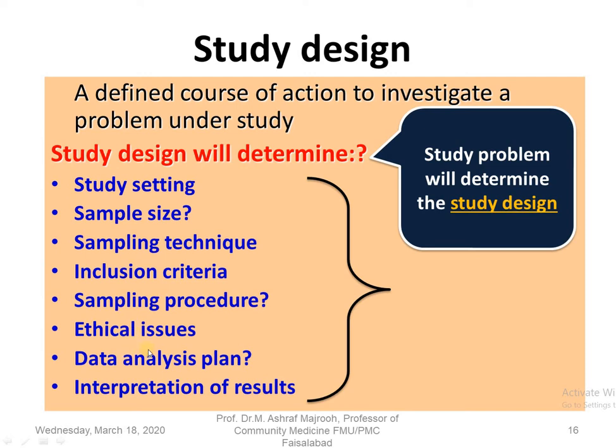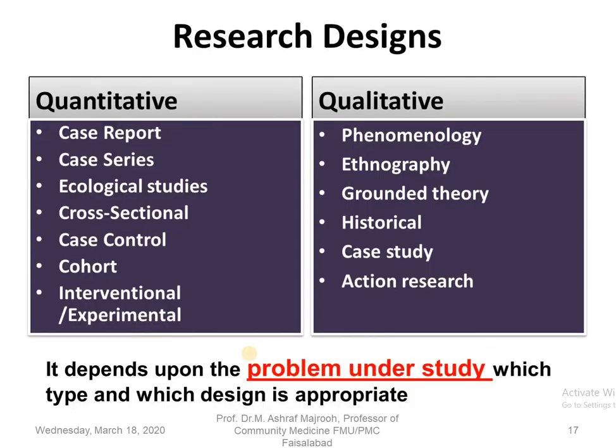Similarly, the data analysis plan, for example, if you choose the analytic study, you have to estimate the relative risk and odds ratio. So this is how the study design is totally linked with all other methodology. So you first define your study design. For your information, the quantitative designs are the case reports, case series, ecological study design, and cross-sectional study, case control, cohort, and interventional or experimental studies.